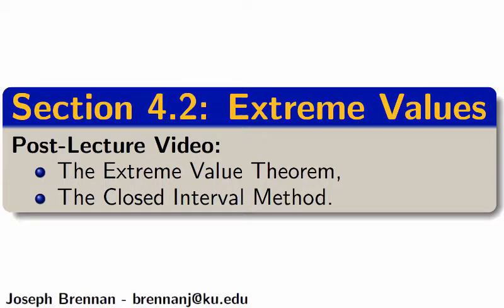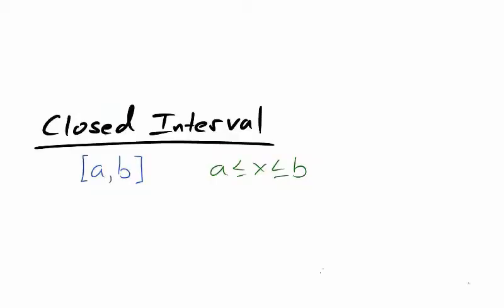Hello and welcome to the post-lecture video for section 4.2, covering the closed interval method. When we talk about the closed interval [a, b], we are taking all values x where a is less than or equal to x, which is less than or equal to b. The word closed is used because the endpoints are included in the interval.